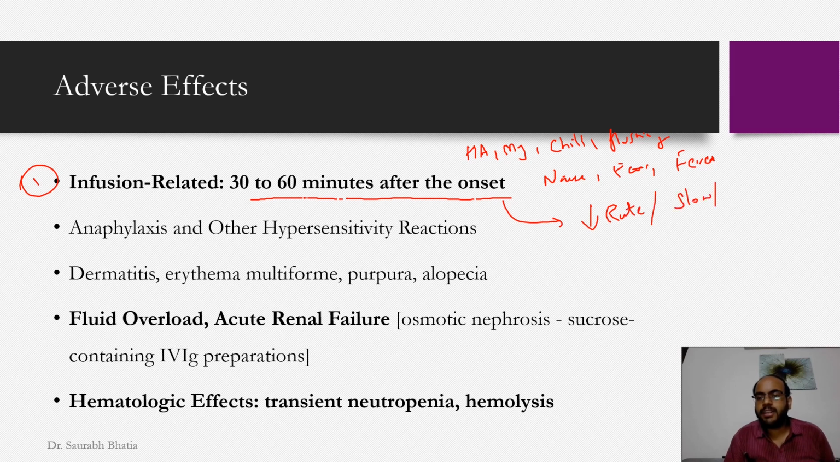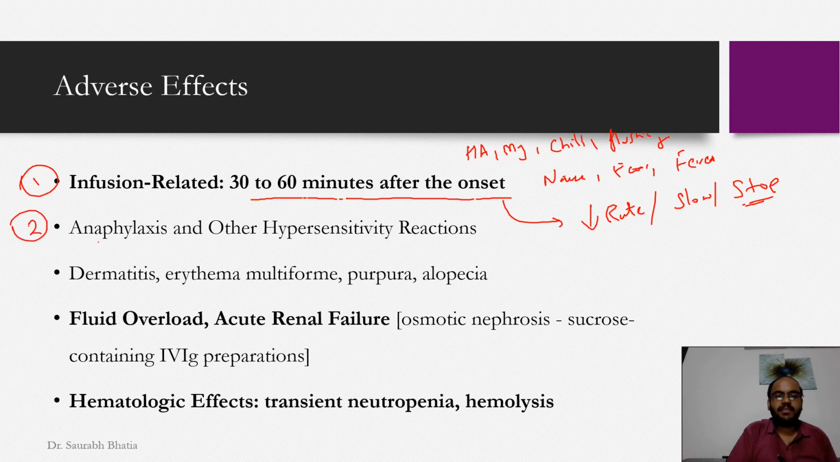Okay, slow the rate down or you stop the infusion and everything is reversible, it comes back. The moment you feel it, that's why you're monitoring every 15 minutes for the first 1 hour. You're looking for infusion related side effects. If anything happens, slow down the rate or even stop the infusion and everything will be okay.